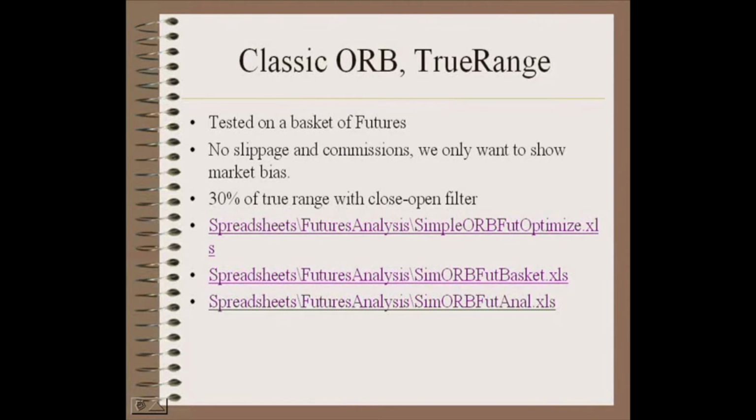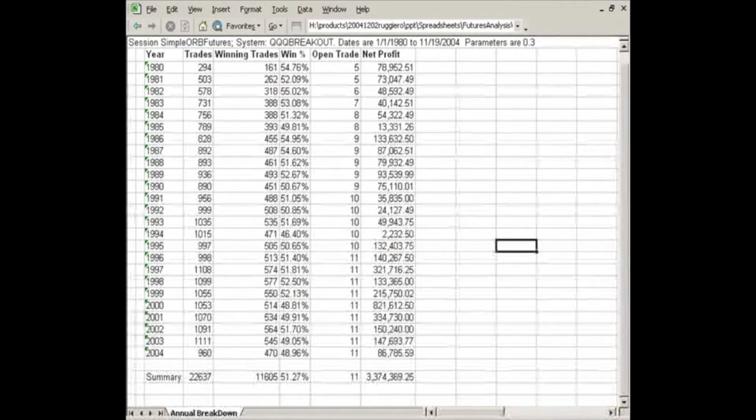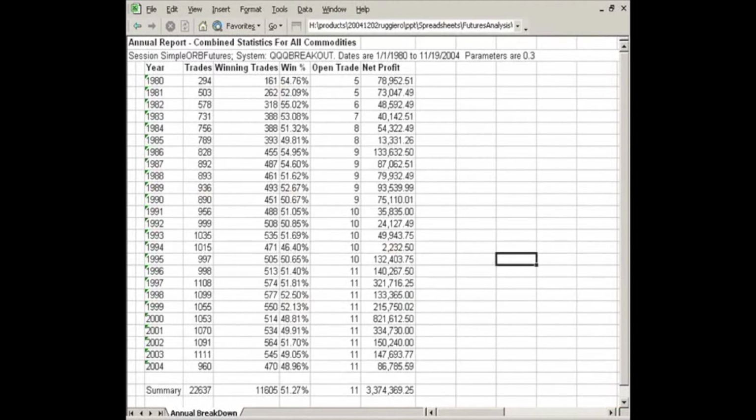Okay, then we have an annual. There's a lot of other reports, but now I'll show you the annual report. You can see across the basket, this is very consistent. Simple, very simple opening range breakout system. It made $86,000 this year, $147,000 the year before, $150,000, $334,000, $821,000. Winning percentages are right around 50%.